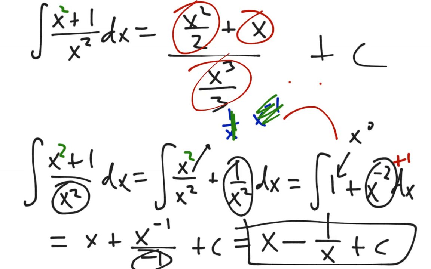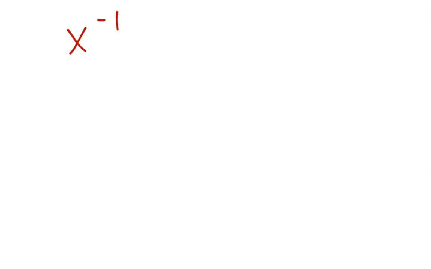Notice, when I redid that problem, I had to rewrite it, because if I try to use the power rule on x to the negative 1, bad things happen. Let's say I add 1. Cool. Then I get x to the 0, and then remember that I divide by the new power.